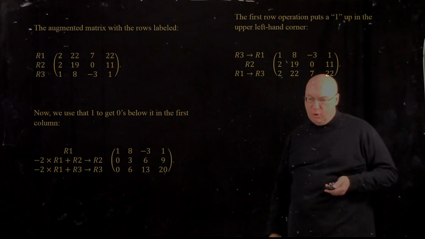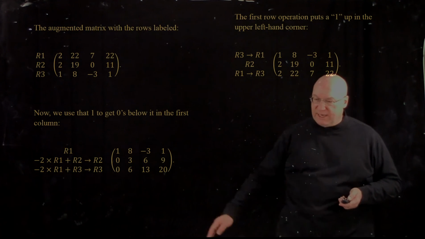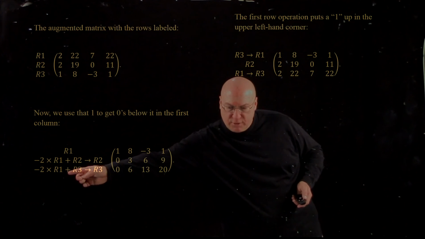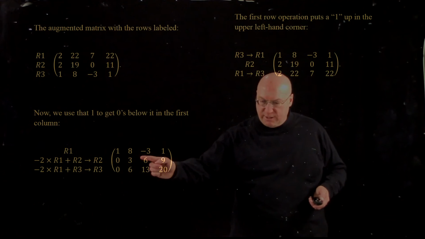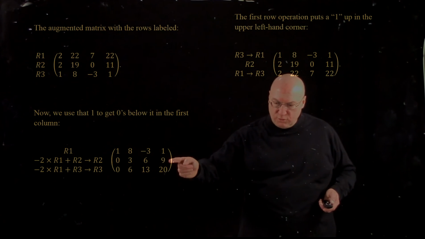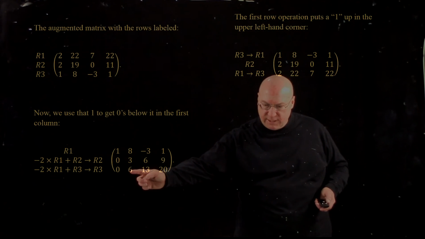Similarly, I get the bottom row. You should be able to see that. -2 times row 1 plus row 3, and that's the new row 3. What's left to do? Why don't I use this row to get a 0 right there?